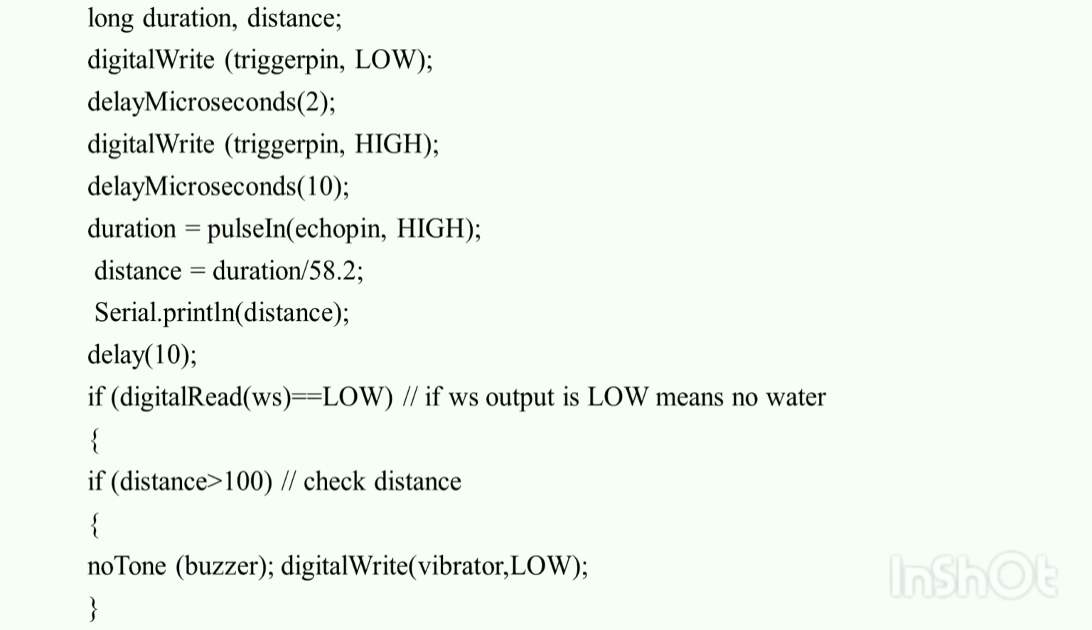Coming to the void loop: trigger pin low, then delay microseconds 2, trigger pin high, then delay microseconds 10, echo pin high, and calculate the distance. After that, if the water sensor output is low, meaning no water, check the distance, vibrate, and then the vibrator goes low.